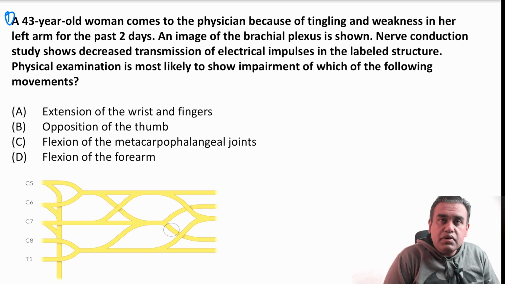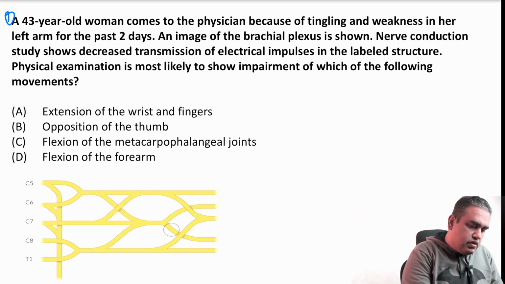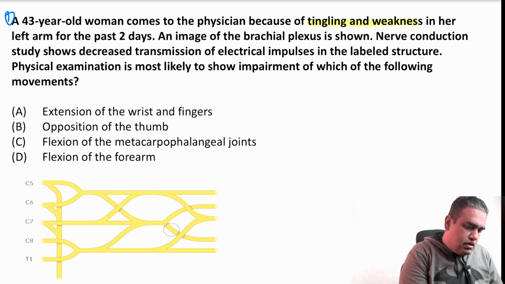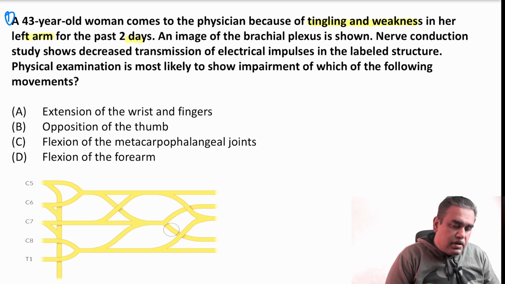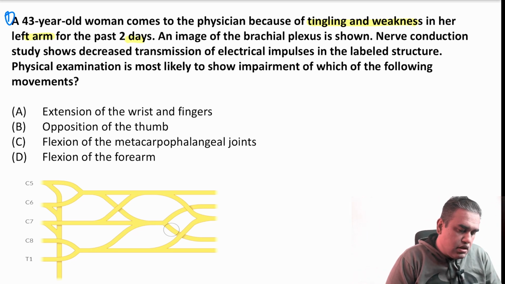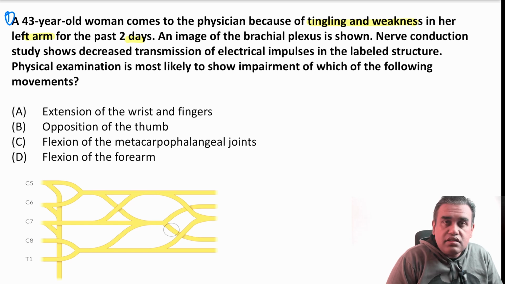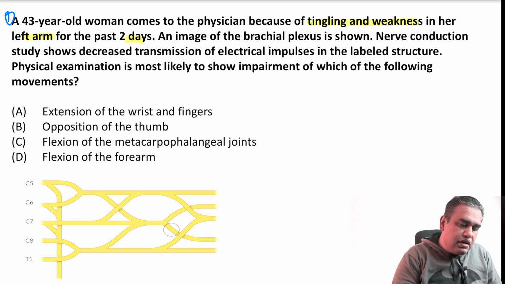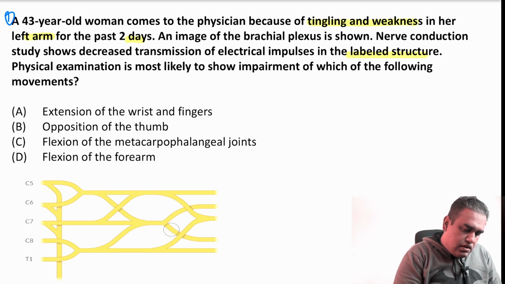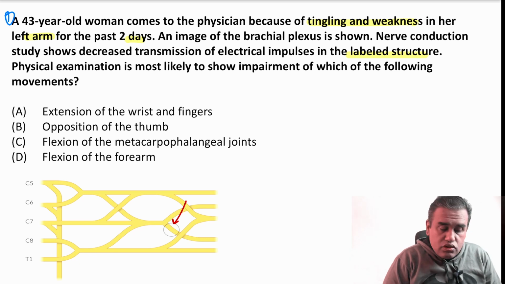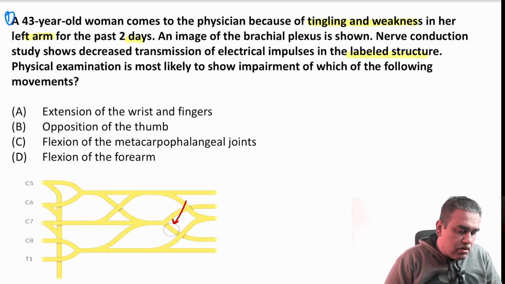A 43-year-old woman comes to the physician because of tingling and weakness in her left arm for the past 2 days. So what are the findings over here? Tingling and weakness, left arm, 2 days. Okay. Image of the brachial plexus is shown in the question. Nerve conduction study shows a decreased transmission of electrical impulses in the labeled structure. Where is the labeled structure? Labeled is over here. Let me put a red arrow over here. This circle over here is the labeled structure. Physical examination is most likely to show impairment of which of the following movements?